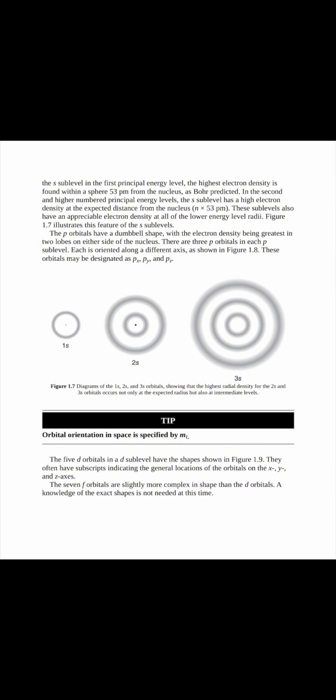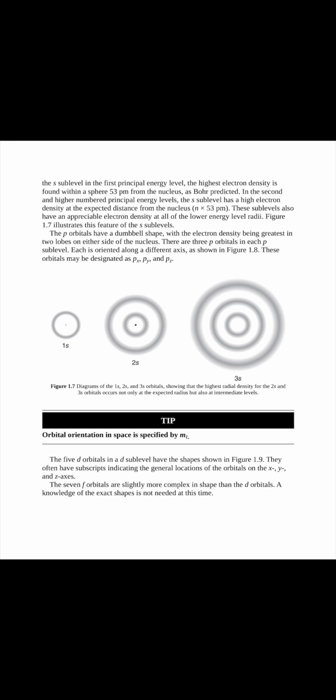The p orbitals have a dumbbell shape, with the electron density being greatest in 2 lobes on either side of the nucleus. There are 3 p orbitals in each p sublevel. Each orbital is oriented along a different axis, as shown in Figure 1.8. These orbitals are often designated as p sub x, p sub y, and p sub z.